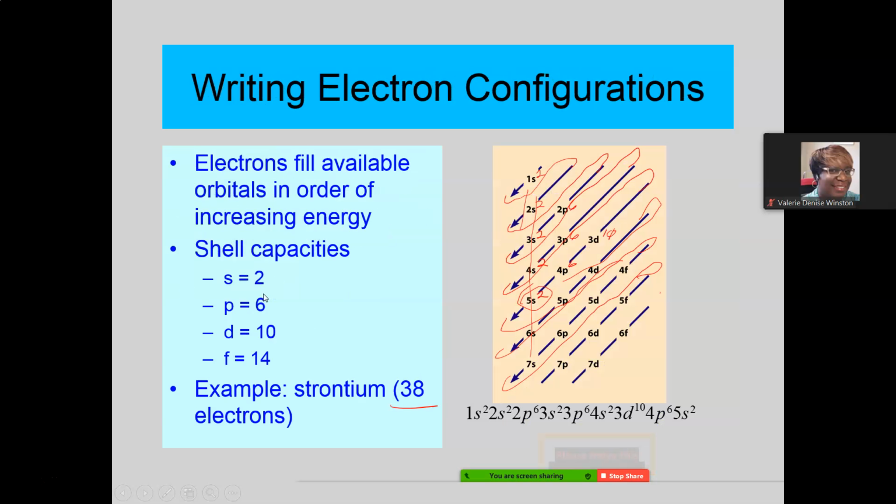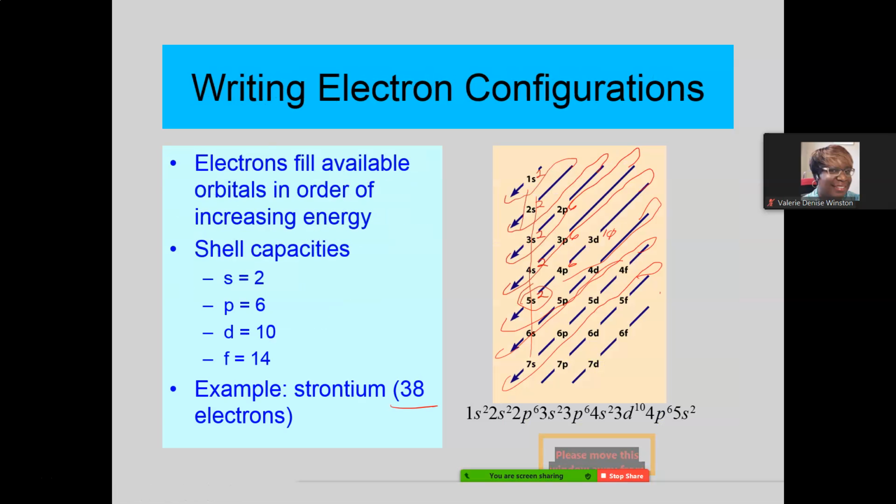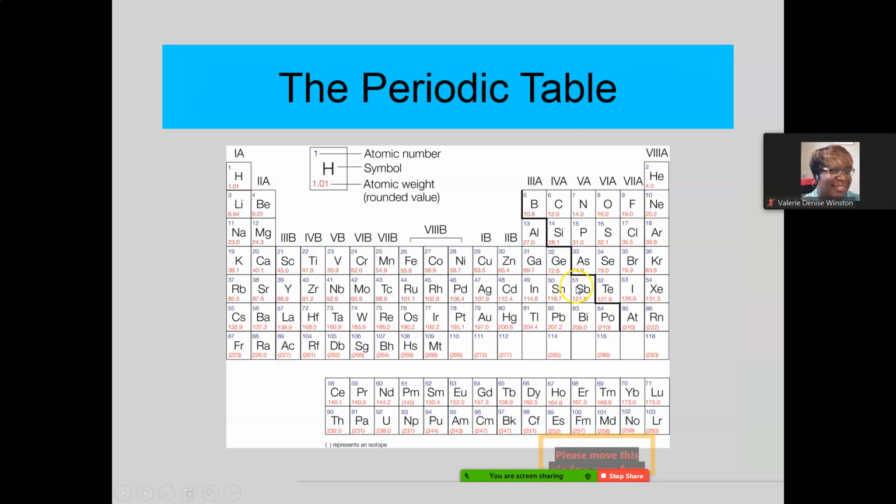Then you go back here and check it out. You go back up to your 4Ds. Okay? From 5S to 4Ds. And you start filling those up. 5S1, 5S2, 4D1, 2, 3, 4, 5, 6, 7, 8, 9, and 10. Then you go back to your 5P, which shows right here, from 5S to 4D to 5P. Okay? And you fill those up. 6 of those, 1, 2, 3, 4, 5, 6.